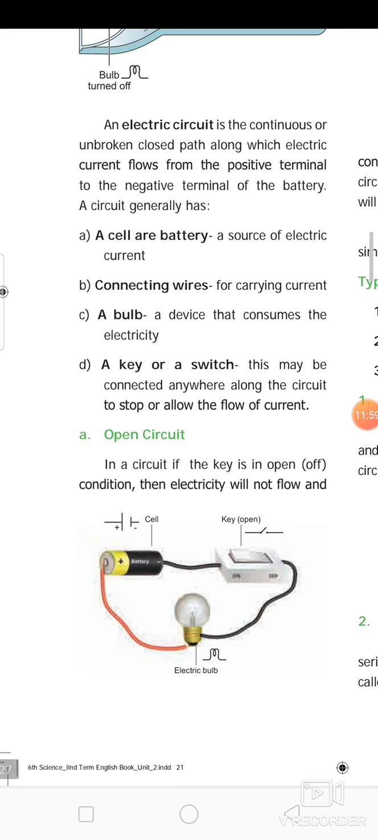Okay. Next, open circuit. We are going to see the two different circuits. One is open circuit, another one is closed circuit.